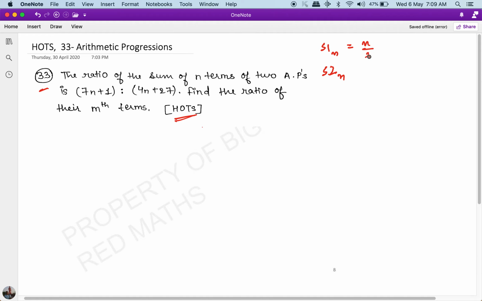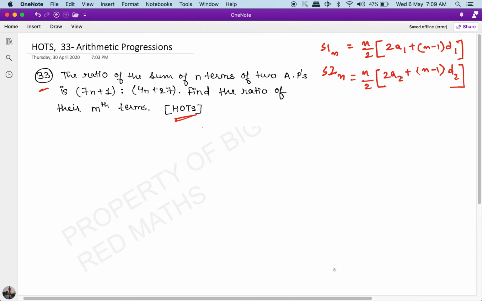The sum of the first n terms of the first AP, because n remains the same, will be n by 2 into 2a1 plus n minus 1 into d1, where a1 is the first term and d1 the common difference. The second sum will be n by 2 into 2a2 plus n minus 1 into d2, where d2 is the common difference of the second AP.